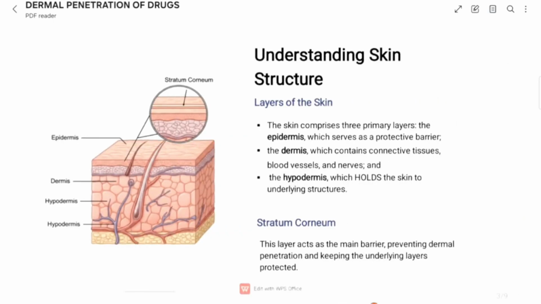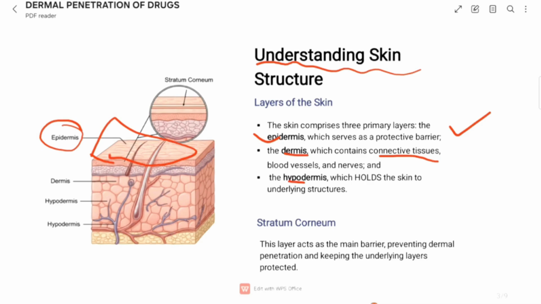First we have to understand the structure of skin to simplify this concept. The skin is made up of mainly three layers: one is epidermis, another is dermis, and another is hypodermis. The epidermis acts as a protective barrier to the skin, and the dermis is the middle layer, which is made up of connective tissue. So the epidermis is the upper layer which acts as a protective layer.